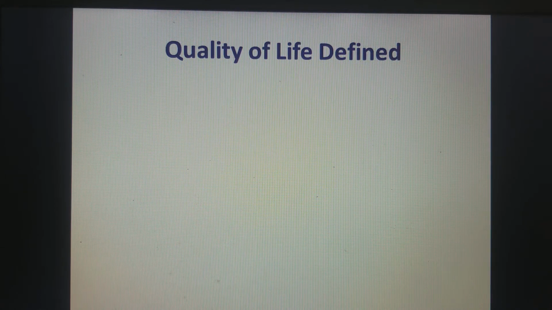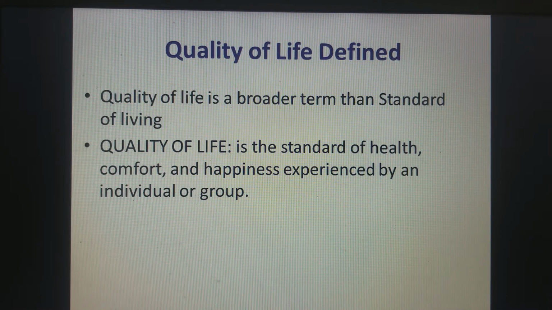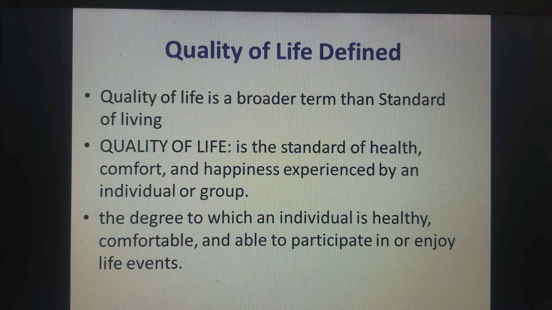So we're going to look at quality of life. Now, quality of life is a broader term than standard of living. So we'll say, as in mathematics, standard of living is a subset of quality of life. Quality of life is the standard of wealth, comfort, and happiness experienced by an individual or group, the degree to which an individual is healthy, comfortable, and able to participate in or enjoy life events.